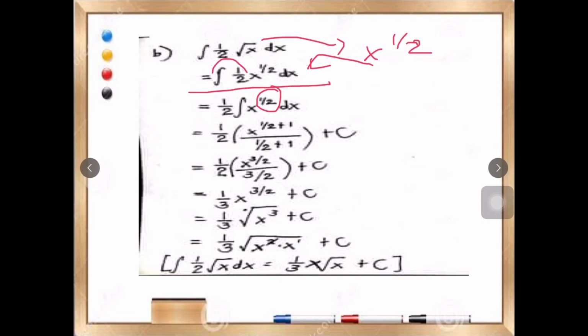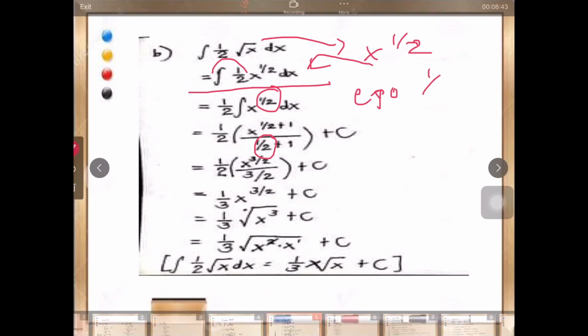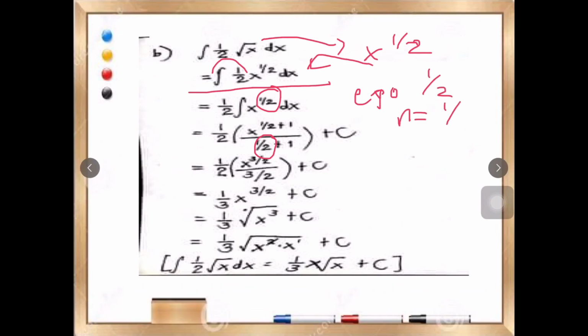So, by integrating x to the 1 half plus 1 over 1 half plus 1, since our exponent is 1 half, our n is equal to 1 half, plus our arbitrary constant c. So, 1 half divided by 3 halves, we will get 1/3. Then, 1 half plus 1 is equal to 3 halves. So, 1/3 x raised to 3 halves plus c.